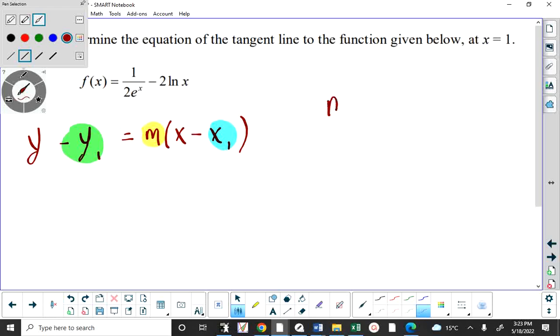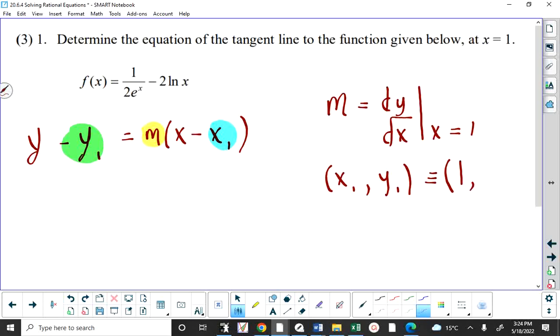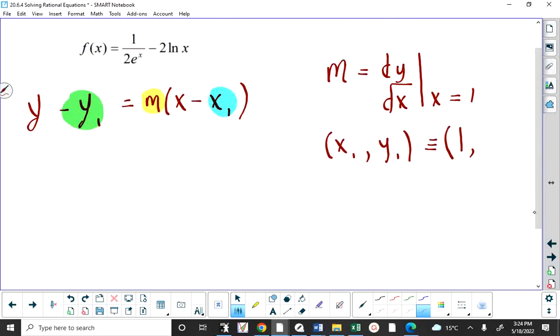The slope of the line is going to be the value of the derivative of the function at the x coordinate of 1. In terms of x1 comma y1, that's the point of tangency. So we already know the x coordinate. The x coordinate is 1. To find the y coordinate, what we can do is calculate f of 1. So this is f of 1, which kind of makes sense.